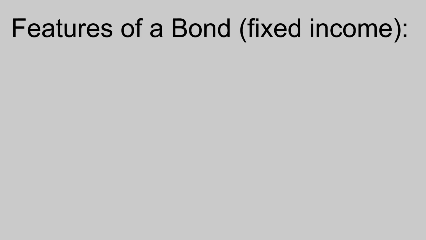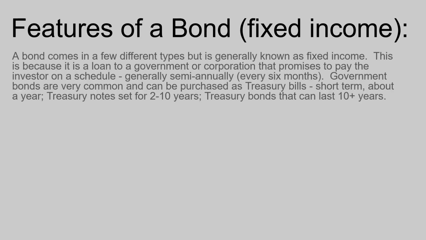So now we'll cover features of a bond. So a bond comes in a few different types, but is generally known as fixed income. This is because it is a loan to a government or corporation that promises to pay the investor on a schedule, generally semi-annually, every 6 months. Government bonds are very common, and they could be purchased as treasury bills that are short-term, about a year, and treasury notes that are set up for 2 to 10 years, and then treasury bonds themselves that last for 10 plus years.